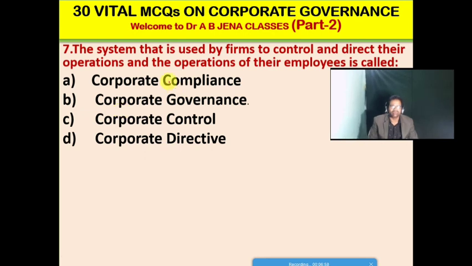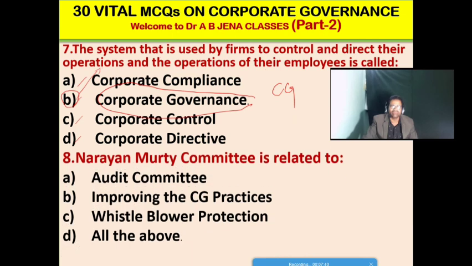Next MCQ: the system that is used by firms to control and direct their operations and the operations of their employees is known as what? A. Corporate compliance. B. Corporate governance. C. Corporate control. D. Corporate directive. Friends, B is the right option for this MCQ. The system used by firms to control and direct their operations is called corporate governance, CG.